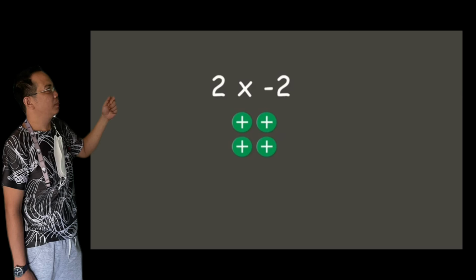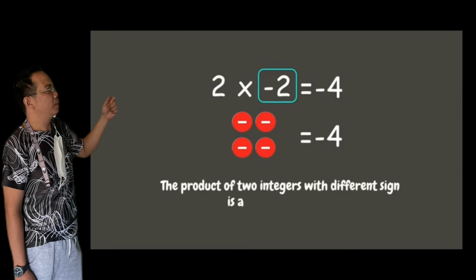Again, if our multiplier is a negative integer, we need to flip over our counters and get its opposite sign. So since these are all positive, we are going to make them negative. Therefore, our answer is 4 negatives or negative 4. As you can observe, when we are multiplying two integers with different sign, the answer is a negative integer. So let's try another example.